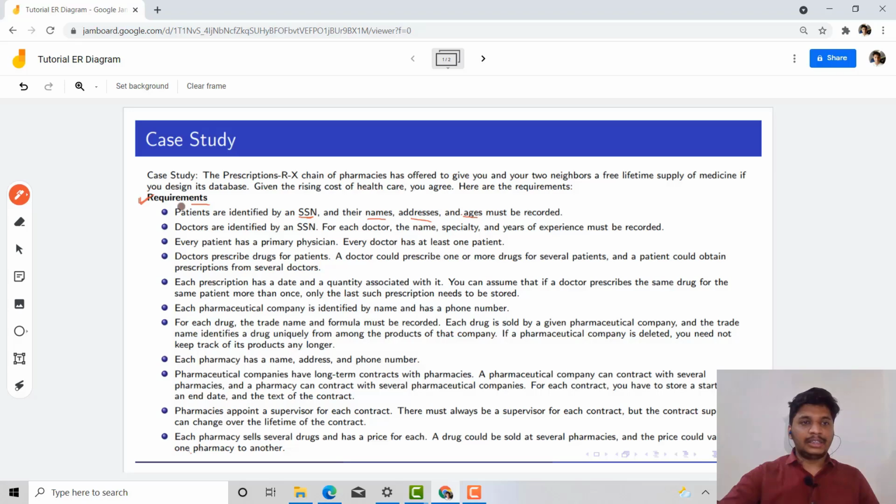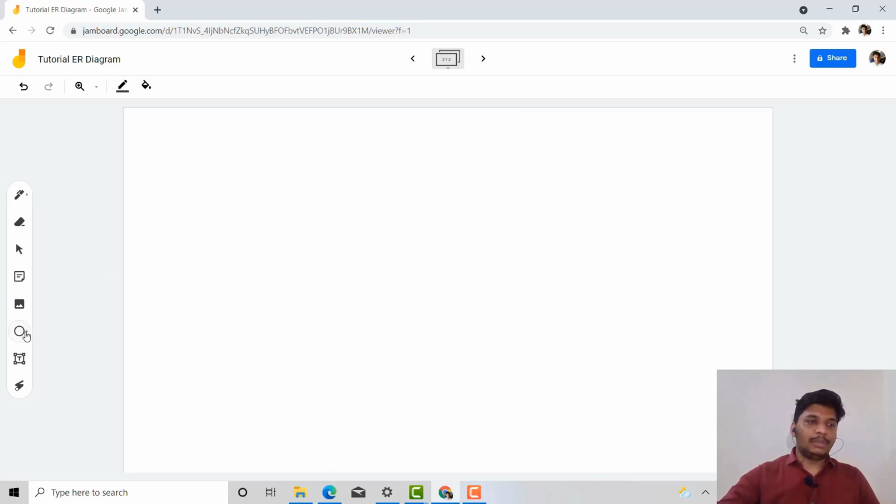Here patients is an entity set, and SSN, names, address and ages are the attributes of entity patients. Let us draw one rectangle here now, because an entity is represented by a rectangle. Our entity is patients, and it has four attributes, and attributes are represented by ellipses. So we have to draw four ellipses here.